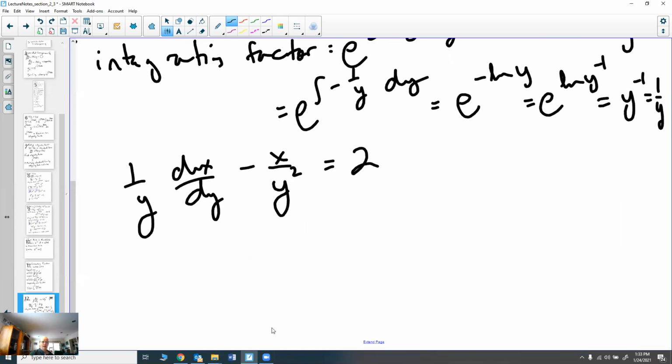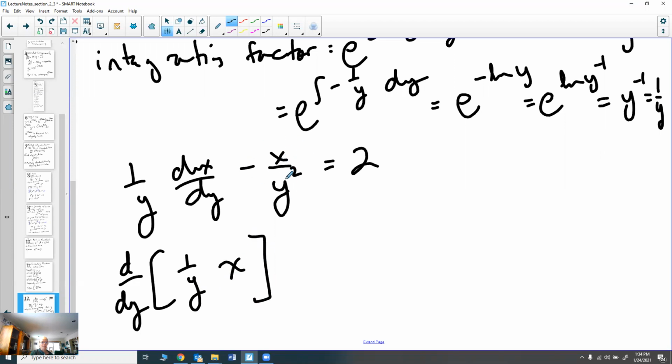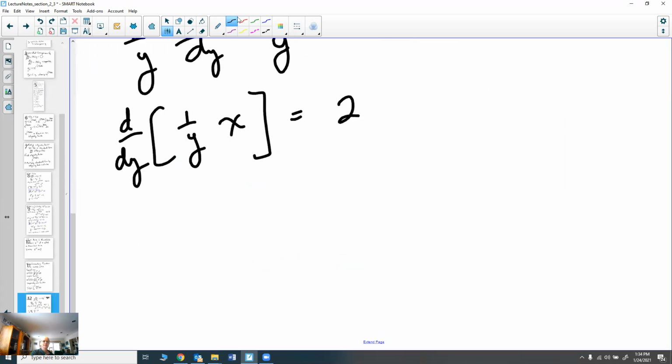All right. This time, because x is my dependent variable, this is actually the derivative with respect to y of my integrating factor, which is 1 over y, times x. Again, if you don't believe me, try the derivative of this. The derivative using the product rule is going to be 1 over y dx/dy minus, the derivative of 1 over y is negative 1 over y squared, so that's where that comes from. Equals 2. Now take the integral of both sides.